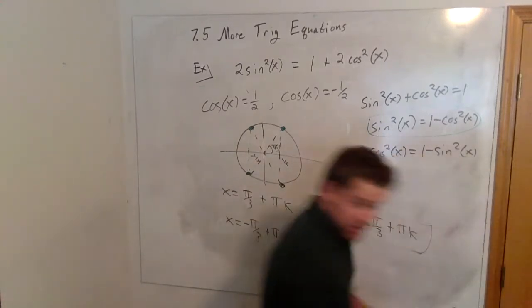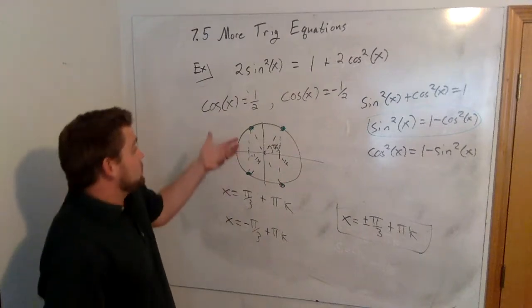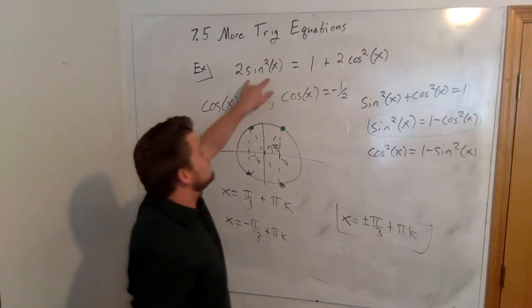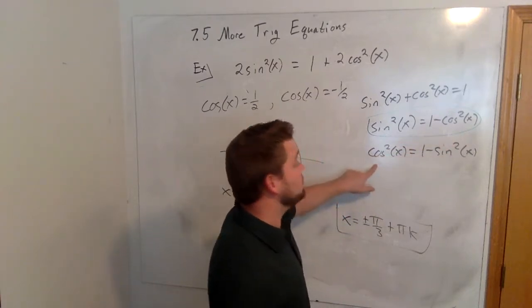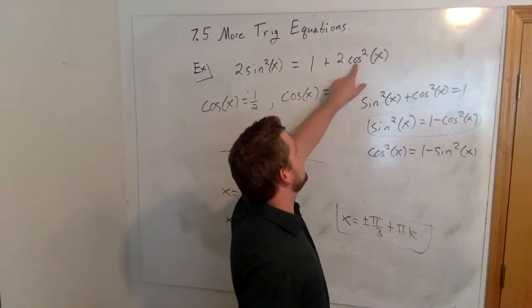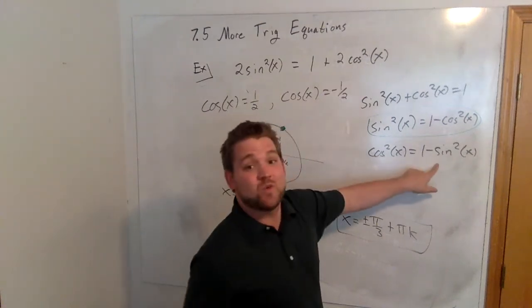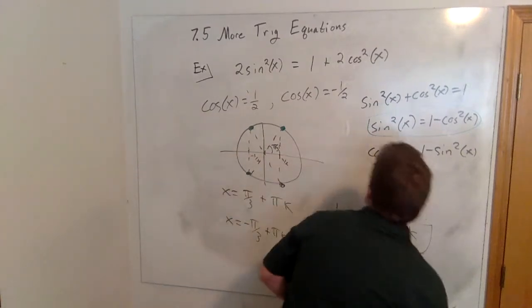So what might be a good exercise for you to try and do here is, notice, I guess for this example, I replaced sine squared with a 1 minus cosine squared. A good exercise is, how about you do the other replacement, see if you get the same answer as if you were to replace cosine squared with a 1 minus sine squared. That'd be a great exercise for you to do. Okay.